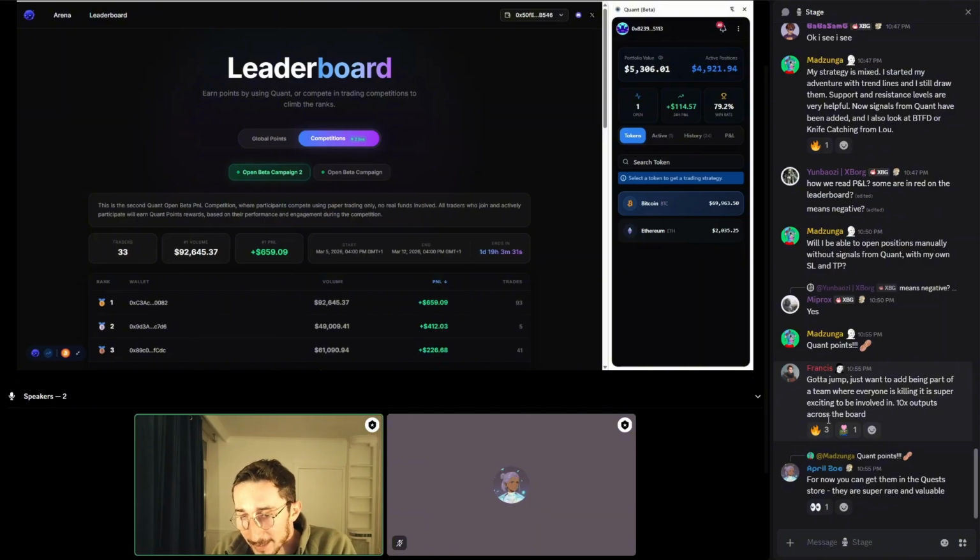For now, you can get them for the Quant points. You can get them in a Quest store. They're super rare and valuable. Quant points are going to be rare. It's not something you'll easily get thousands or millions of. It's going to be a scarce resource that is distributed to OG core contributors. And basically, if you use the app, do some volume and so on, you'll get some points as well. But we want to make sure that they are very scarce.